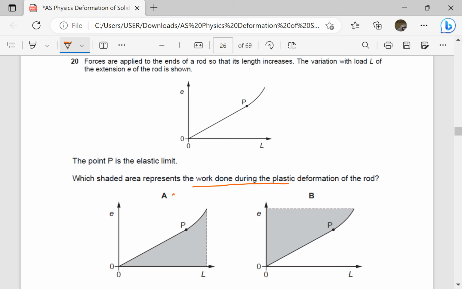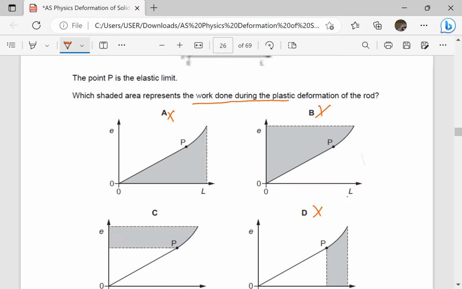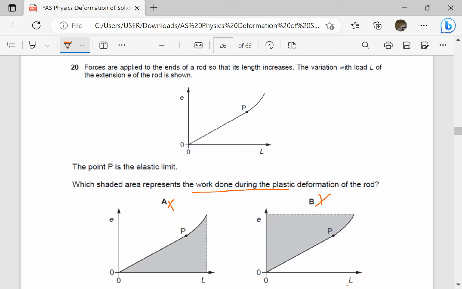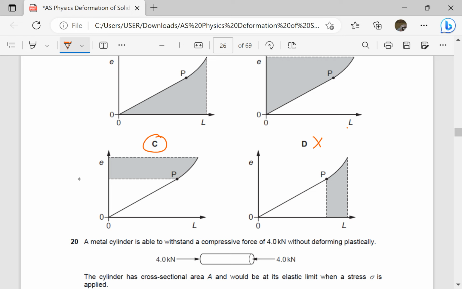So this one is not correct. And remember, work done must always be with the extension axis. So this one is not correct. I'm saying work done must be with the extension axis. Don't think about L as length. It is load. It is extension against load L. So the correct answer is going to be C.